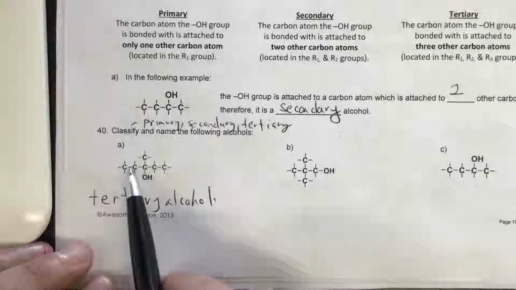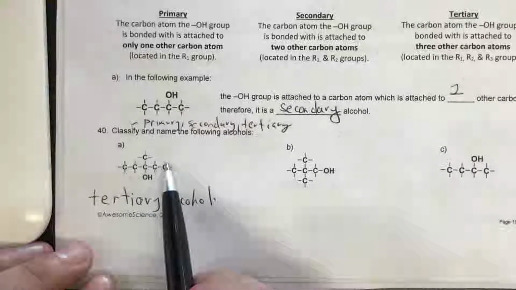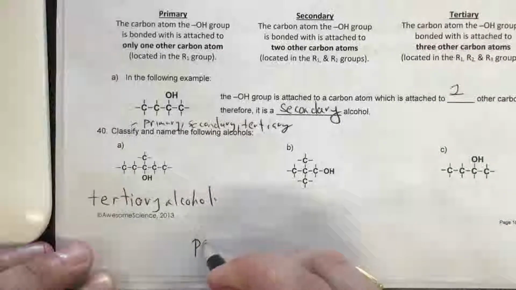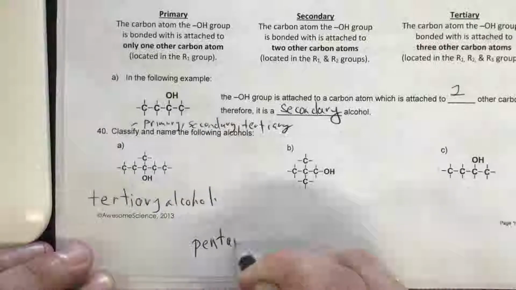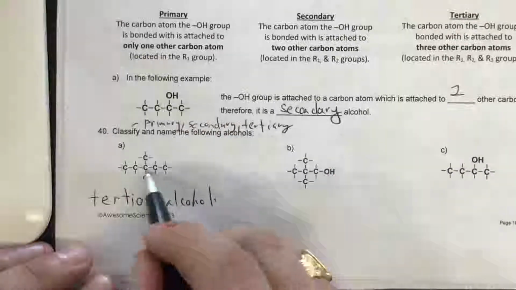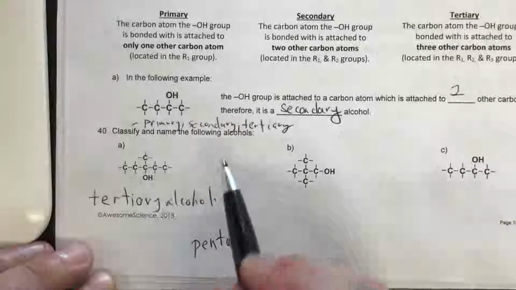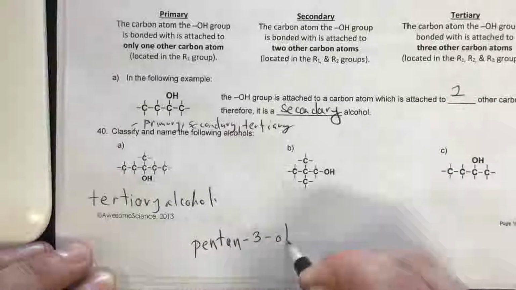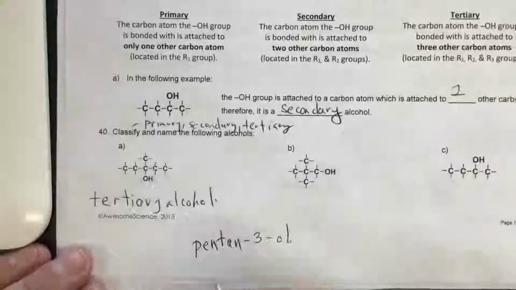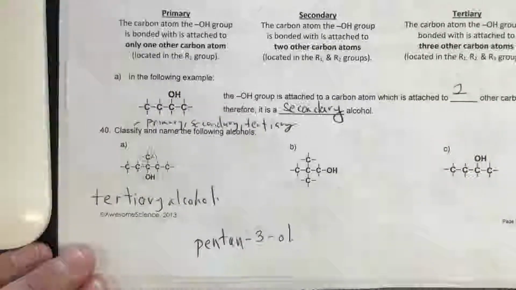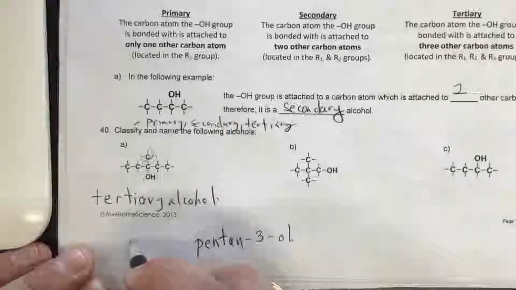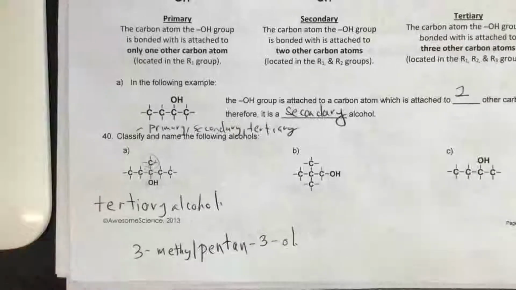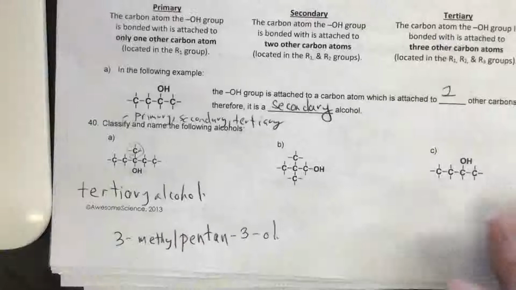Now what's the name of this thing? The longest chain: 1, 2, 3, 4, 5. So it's pentan. And the alcohol needs the lowest possible number, so it's going to be on the third carbon, pentan-3-ol. And then we see we've got one methyl that's on the third carbon too. So it's 3-methylpentan-3-ol is the name of that one.